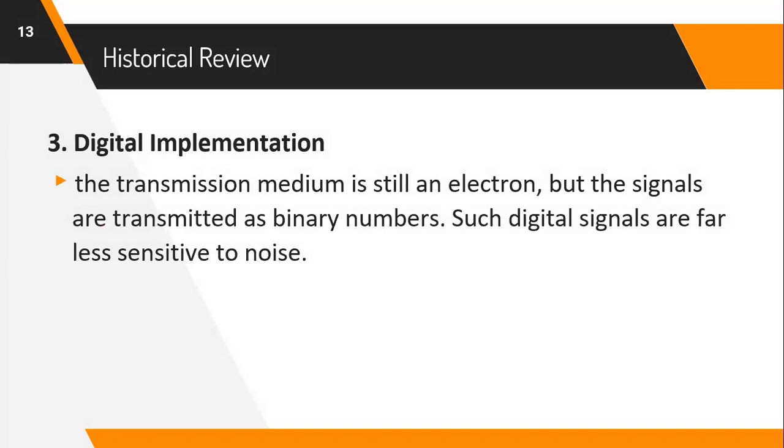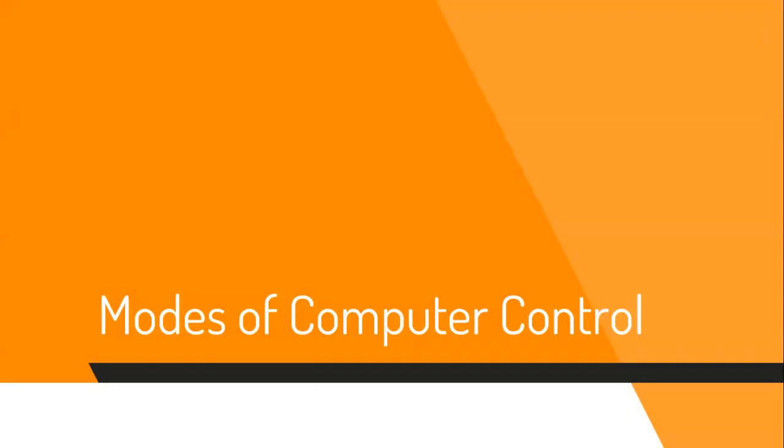And lastly, we have the digital implementation. The transmission medium is still electron, but the signals are transmitted as binary numbers. Such digital signals are far less sensitive to noise. As we all know, noise is the disturbance in the control system. The computational devices are now computers. Digital computers are more flexible because they are programmable, and they are more versatile because there is virtually no limitation on the complexity of the computation. So let's have the modes of computer control.